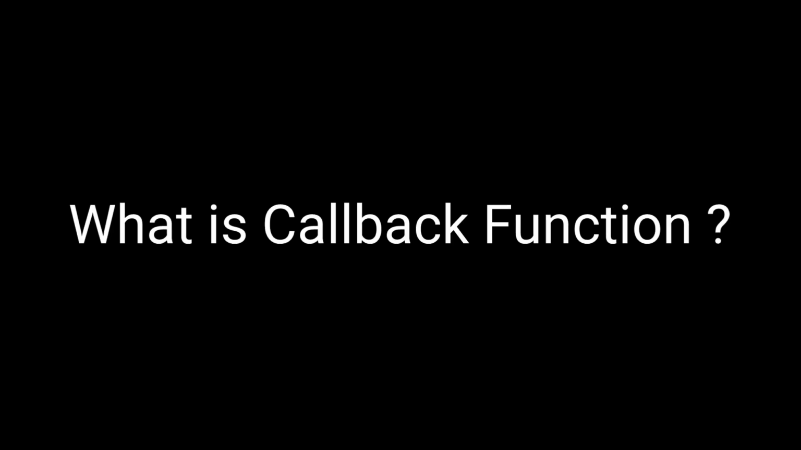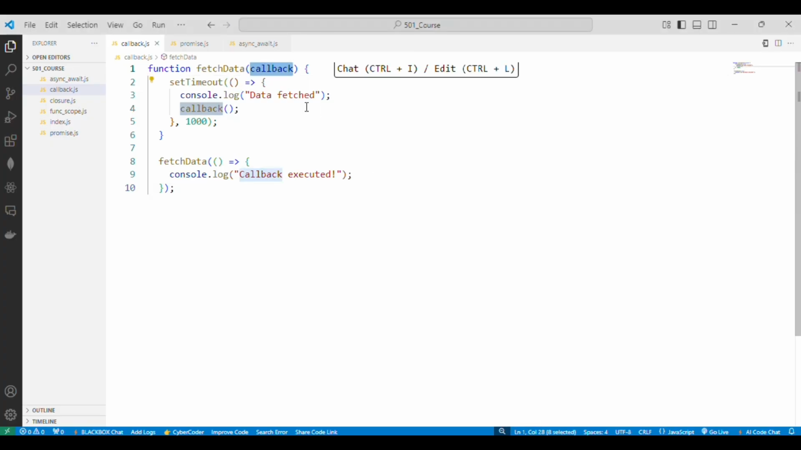Now let's see what a callback function is. A callback function is a function that is passed as an argument to another function, to be executed later. It's like giving some instructions. Let's see a simple code example to get a better understanding of the callback function concept.